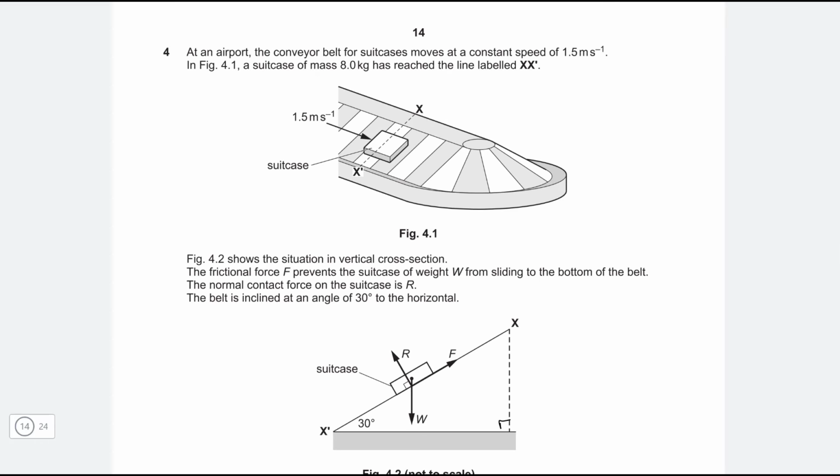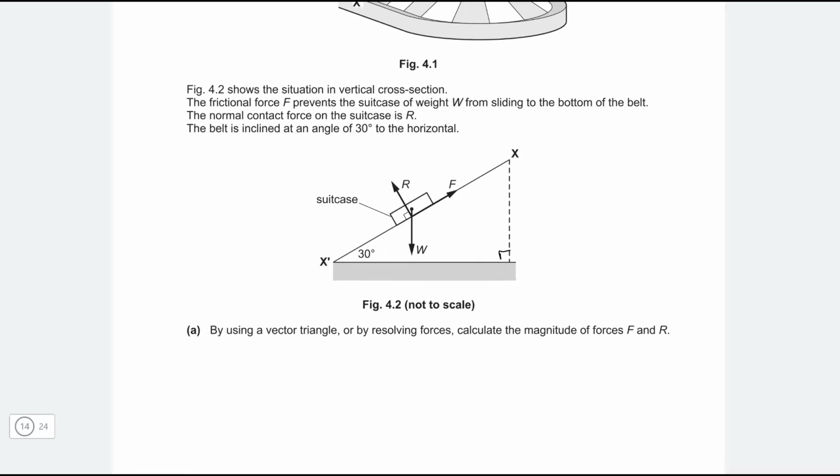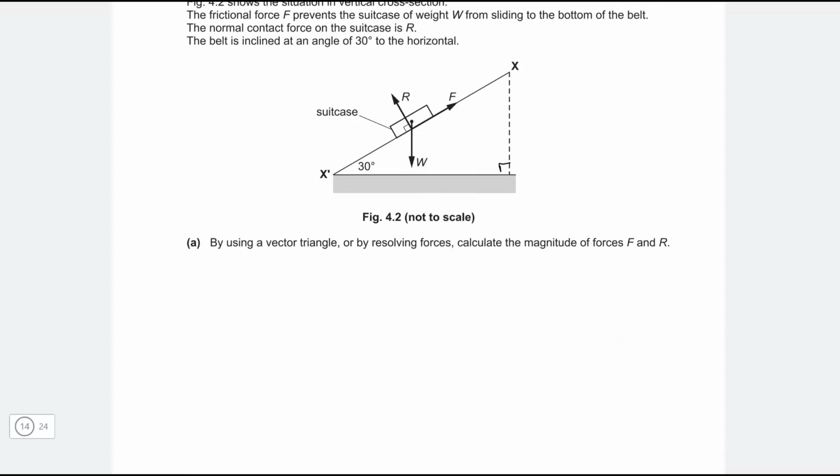Okay, question 4. We have an airport with a conveyor belt, and we're given that we have a suitcase of mass 8 kilograms that is moving at a constant speed of 1.5 meters per second. And we have a free body diagram of the suitcase with R and F and W going down. Looking at this problem, I can almost instantly see that it will be about resolving the forces. And as it says over here, by using a vector triangle or by resolving forces, calculate the magnitude of the forces F and R. I personally prefer doing this with resolving forces, but if you get the same answer using a vector triangle, by all means go for it.